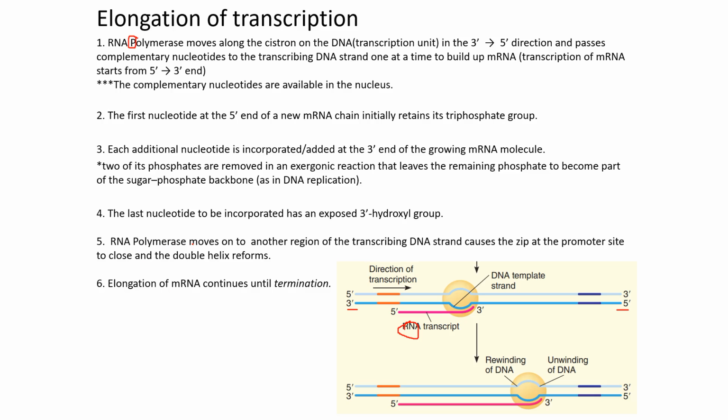RNA polymerase moves on to another region of the transcribing DNA and causes the zip at the promoter site to close and the double helix to reform, as you can see here. When the RNA polymerase has already passed through the promoter site, it goes to another region. The promoter site region will close, and this will make the double helix reform. Elongation of mRNA continues until termination. Apparently this is the termination site.